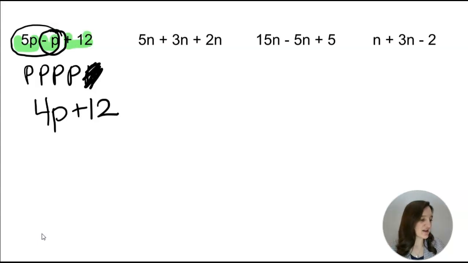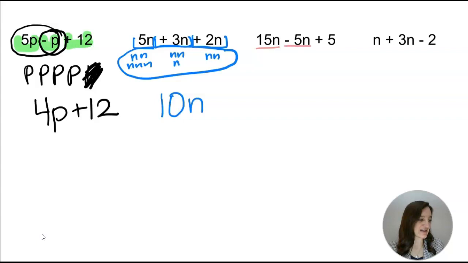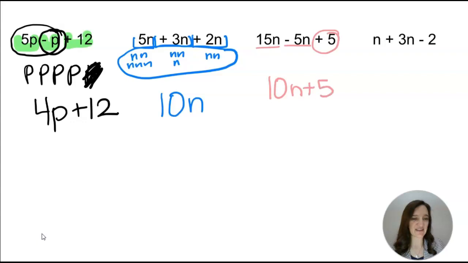Okay, let's look at this next one. My like terms, oh, look at that, 5n and 3n and 2n. So that's 5n's and 3n's and 2n's. Combine all those n's together because they're all the same variable. And I've got 8, 9, 10. I've got 10n right there. On this one, I have 15n and a -5n. So 15n minus 5n is 10n. And I still have a constant by itself, a +5.